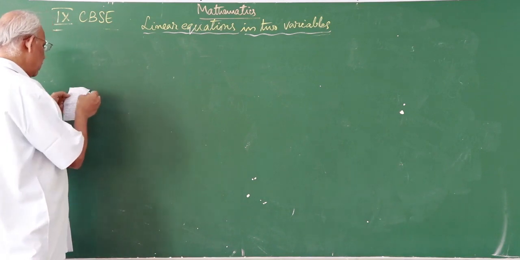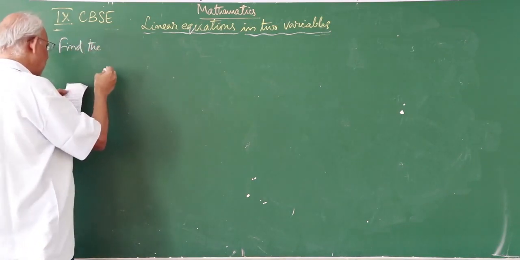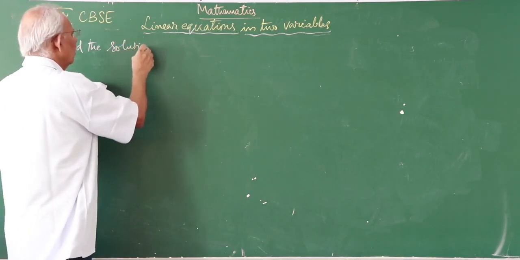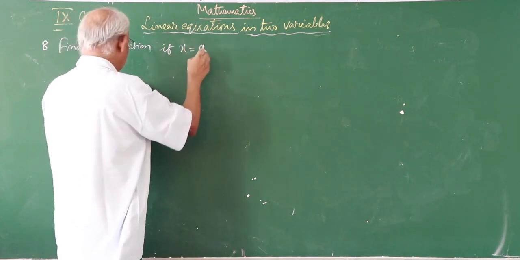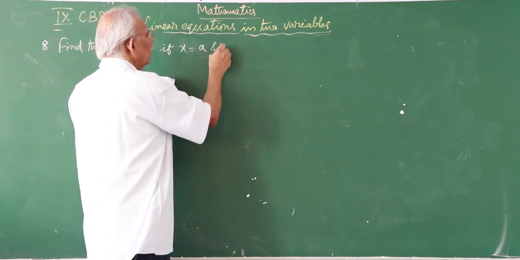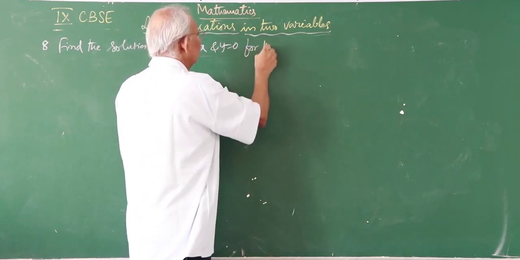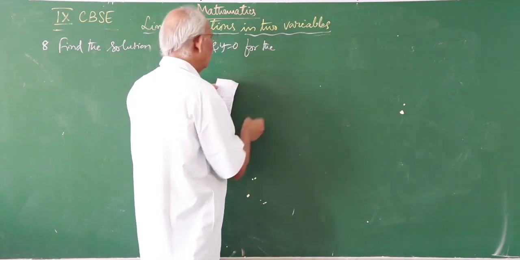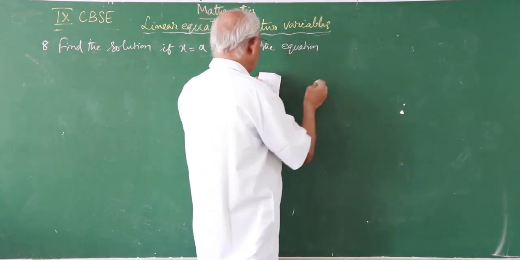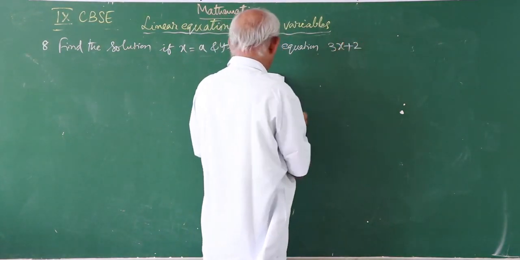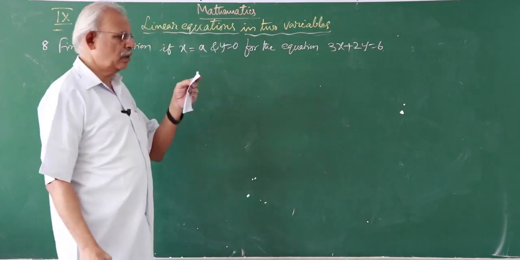Find the solutions if x equals a and y equals 0 for the equation 3x plus 2y equals 6.